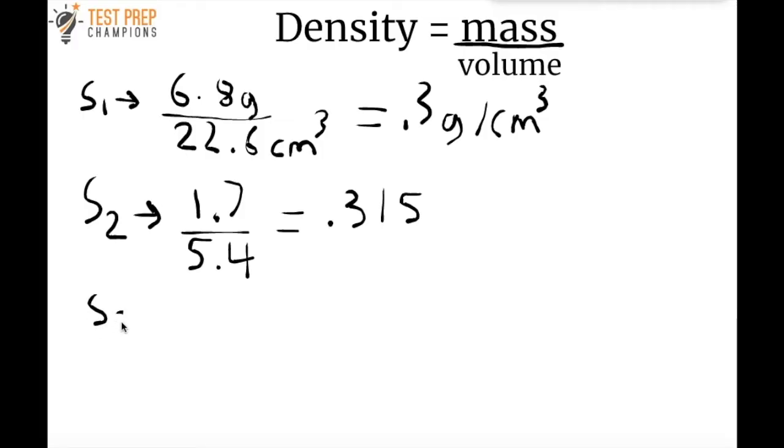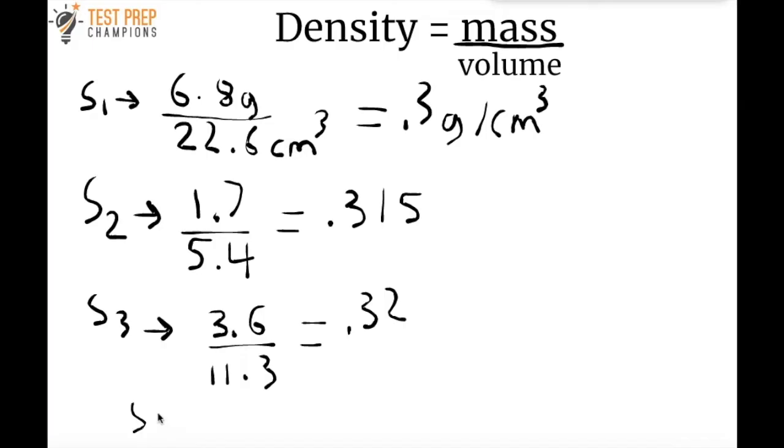So now let's look at the third sample here. And I'm going to go through the third sample calculation a bit faster now because hopefully you're getting the point. All right, because we're just doing the same thing, we're going to take that mass, which is 3.6, and divide it by the volume, which was 11.3, so we do that in the calculator. We do 3.6 divided by 11.3, which gives us about 0.32.